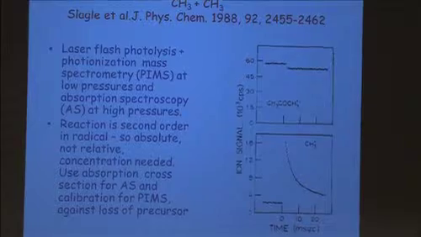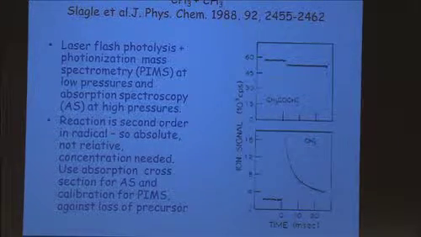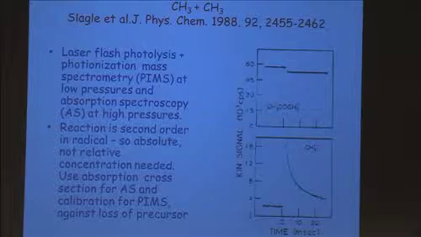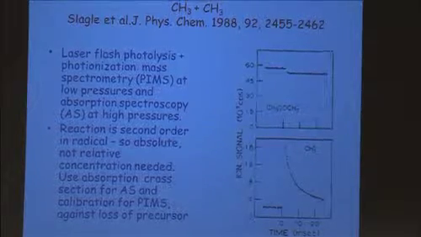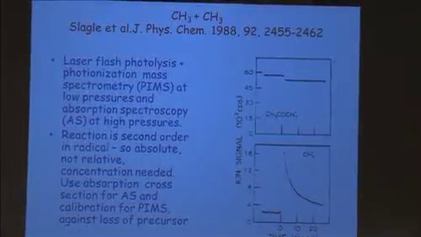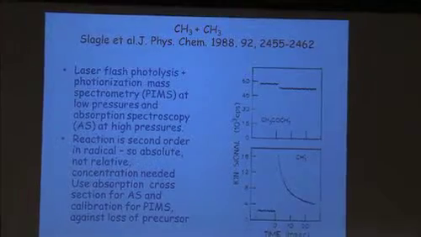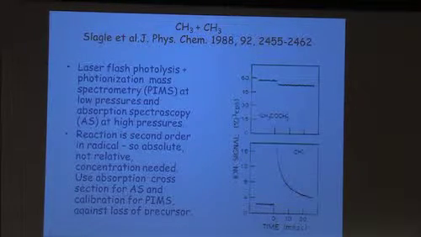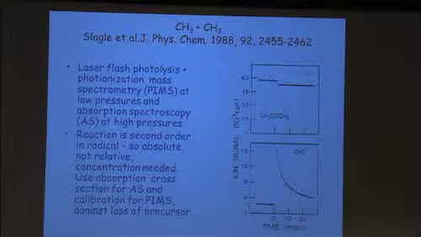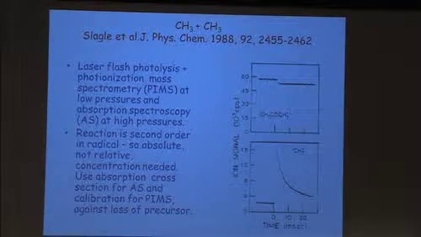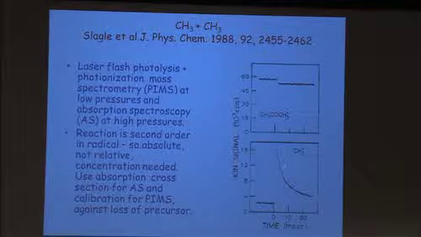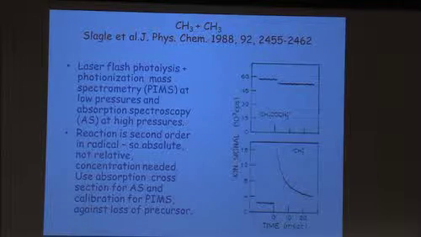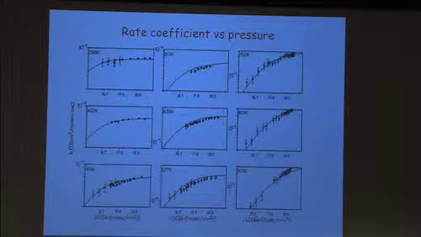So let's have a look at experiment and theory for these two types of reactions. So this is CH3 plus CH3, and experiments were done using laser flash photolysis and photoionization mass spectrometry and absorption spectroscopy. Photoionization spectroscopy at low pressures, absorption spectroscopy at higher pressures. The reaction's second order in CH3, so we need to know the absolute concentration, and this is done either through the absorption cross-section or by correlating the CH3 signal with the loss of acetone, which was the CH3 precursor in these experiments.